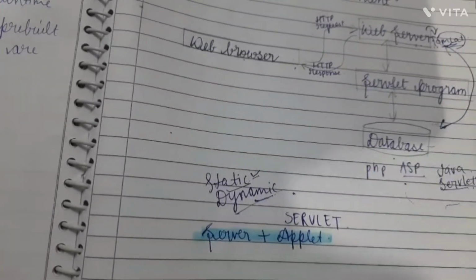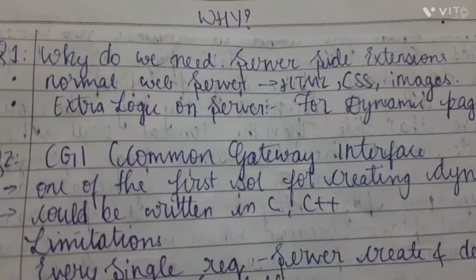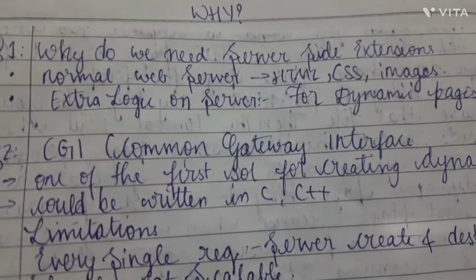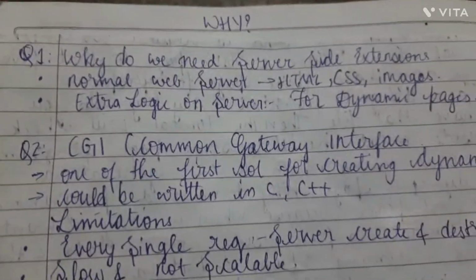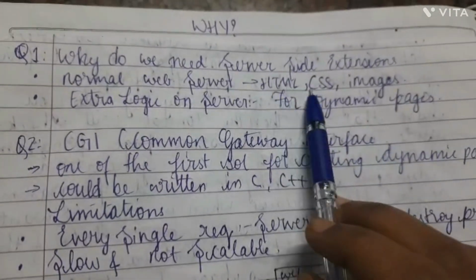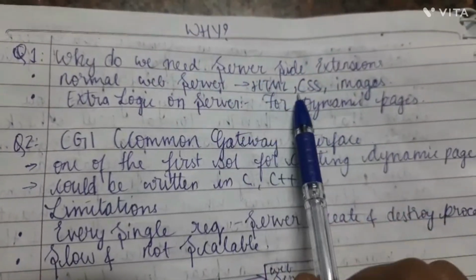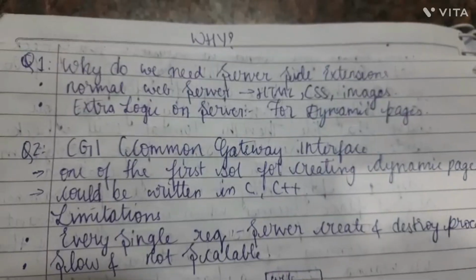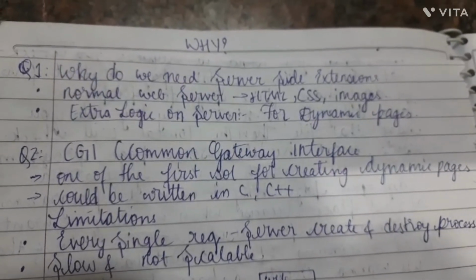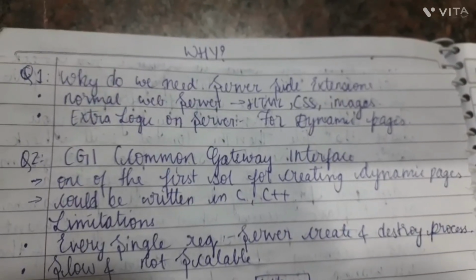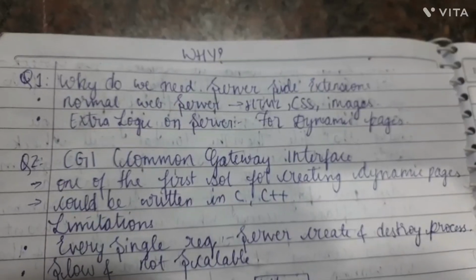So my question is, why do we need server-side extensions? Because whenever we use a normal web server, which contains HTML, CSS and only images, it does not contain any type of interactivity or dynamic thing. So we need server-side extensions, which add extra logic on the server in order to be able to fetch dynamic pages. So yeah, that is why we need a servlet.